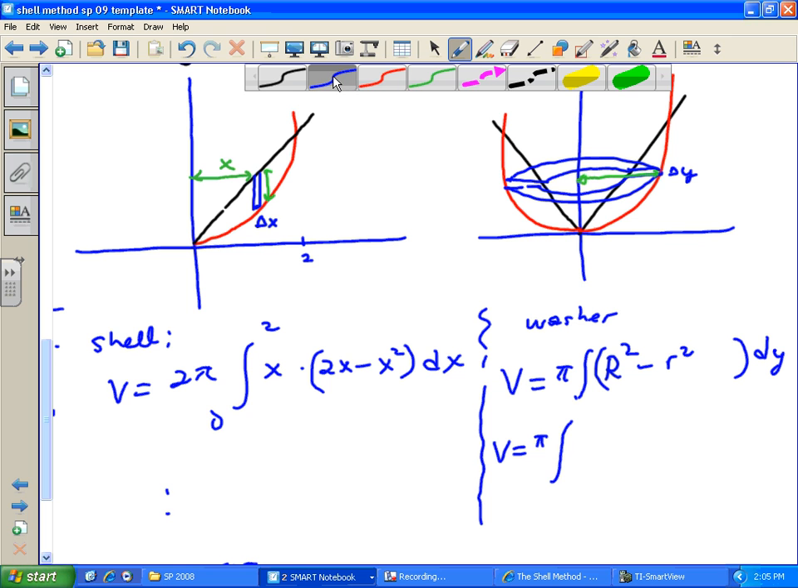That function is y equals x squared, but in terms of y, what would it be? x equals square root of y, but don't forget to square it. Minus the inner radius, that's this distance right here.